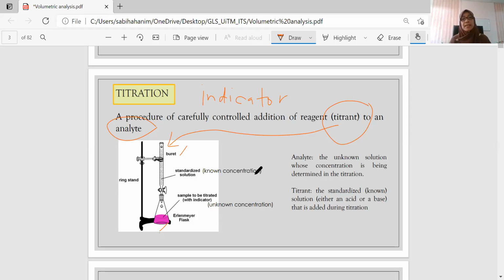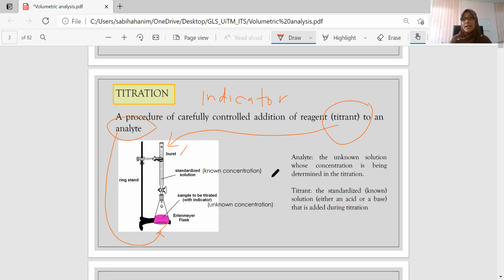So what do we put inside the Erlenmeyer flask, or conical flask? Inside here is actually the analyte. That is the titration process. So what is analyte? The analyte is the unknown solution, whose concentration is being determined. Meaning that we don't know the concentration of the analyte, but we want to determine it.